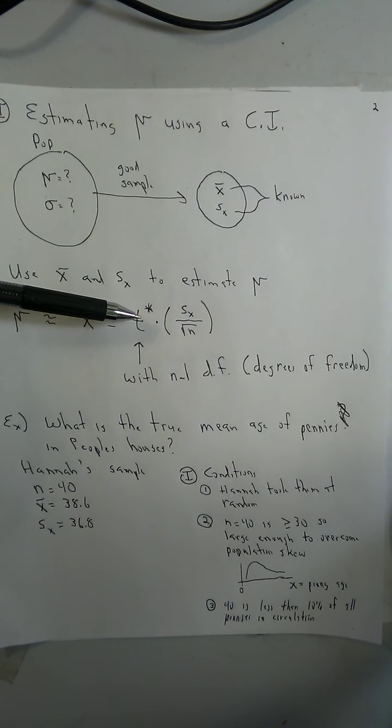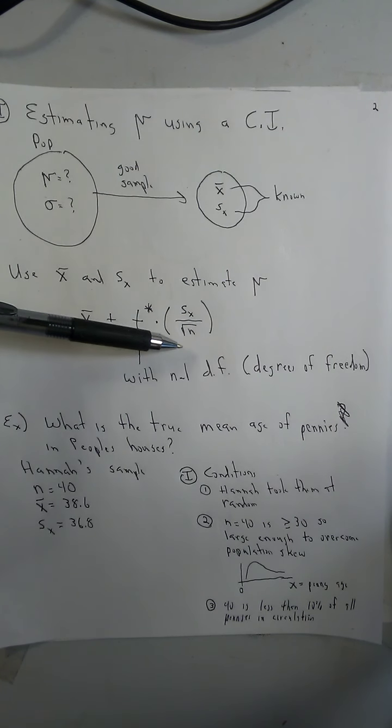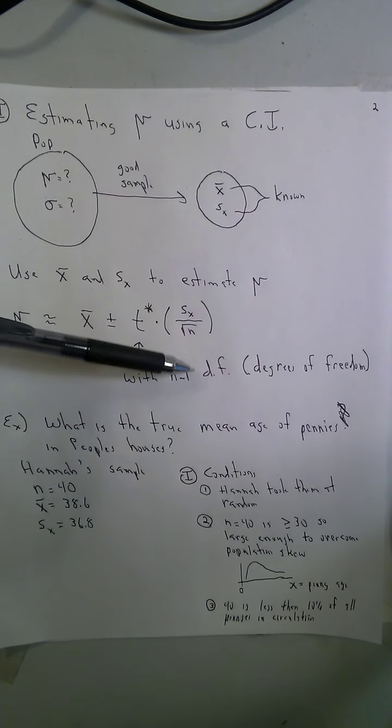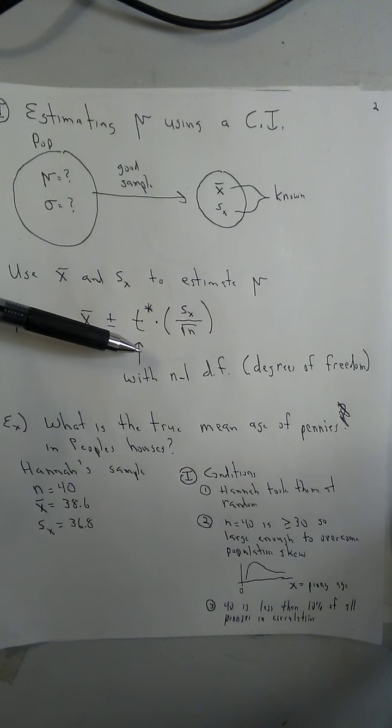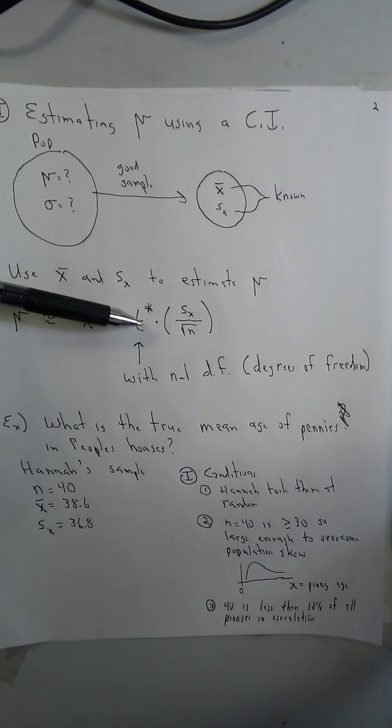Now the reason this isn't a z is because as sample size gets bigger, we get closer and closer to being approximately normal, and this t star takes care of that difference between the normal curve and what your x bars would look like for a given sample size. And this degrees of freedom idea goes along with that. We're going to use our calculator to get this value, as you'll see.